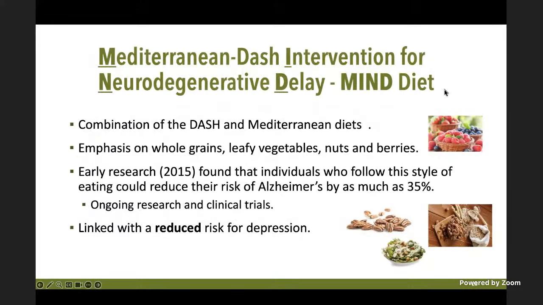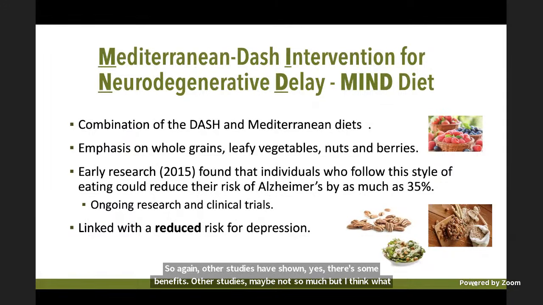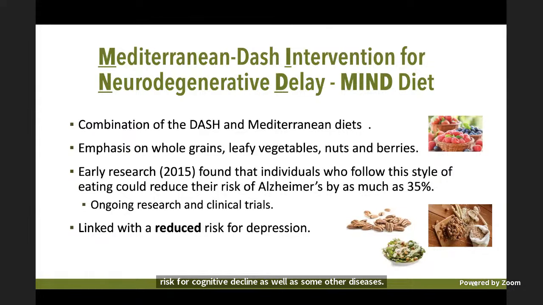And so the last eating style, that kind of burst on the scene in about 2015, is the Mediterranean DASH intervention for neurodegenerative delay, also called the MIND diet. And this is really a combination of the DASH and the Mediterranean style diets. This is coming out of Rush University. There's a big emphasis on whole grains, leafy vegetables, nuts, and berries. Remember, I said earlier, you're going to hear me say berries more than once.